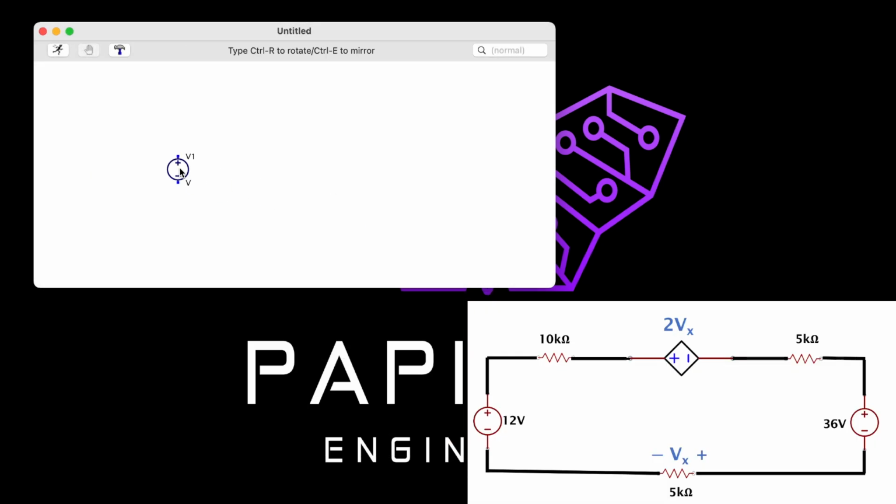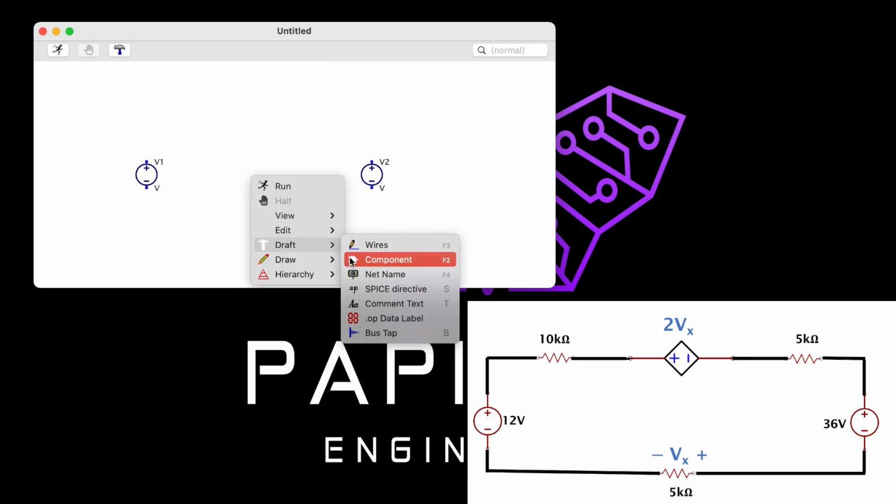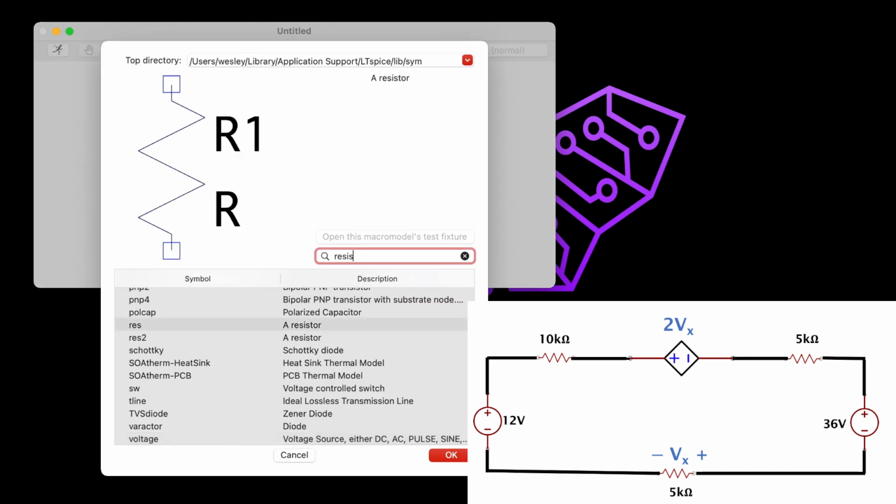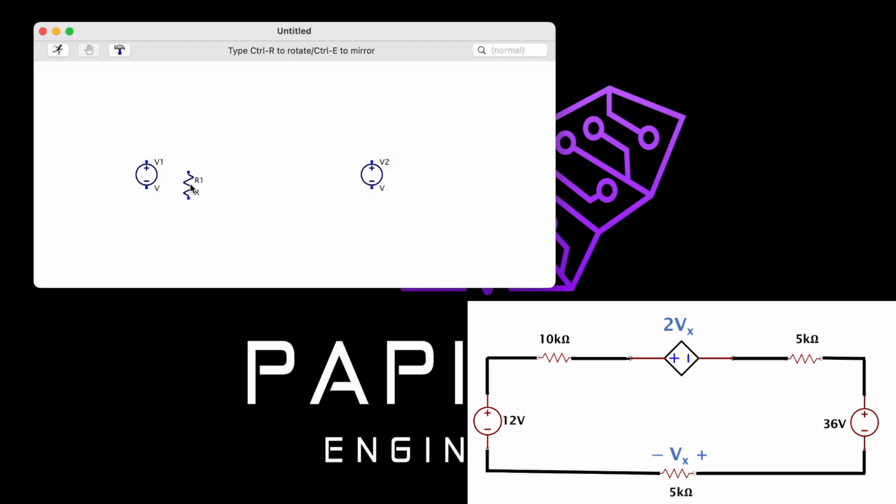So we're going to be working on this particular circuit here. We have a 12 volt source, a 36 volt source, and a dependent source, which has at the 5 kilo ohms a negative positive Vx, and then the dependent source itself on the top, which is the 2Vx. And the idea is that when you go through this, I'm putting in the voltage sources first, as you learned in the previous videos, and we're going to include the resistors as well. So I'm just recreating this exact pattern that you see in front of you.